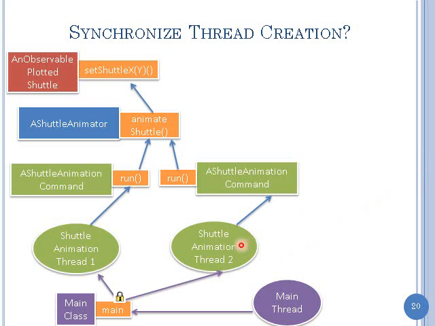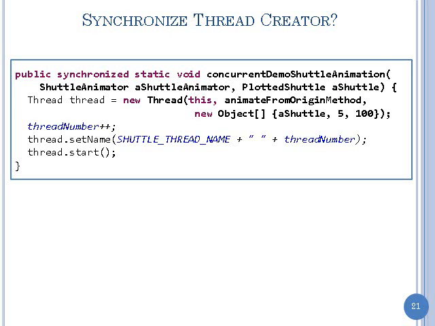What if I go and lock the thread creation? I'll just show you what that means. I go and make my concurrent demo shuttle, which is going to create my thread and start it, a synchronized method. You just have the main thread, a singular thread, calling it. The thread creation is atomic. Then the main method will call this thing again before the first thread is finished. Remember, this call is asynchronous.